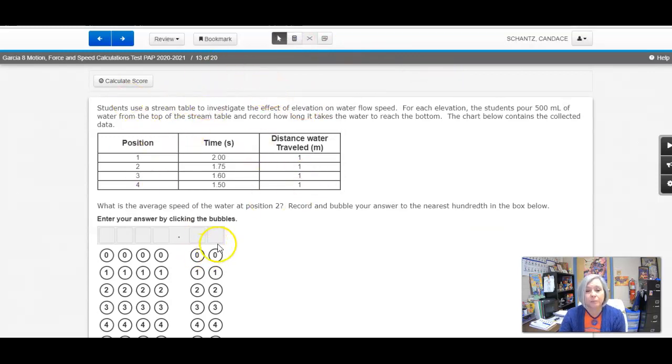For bubbling, okay, make sure you put the correct answer in the correct spot. If it's a decimal, it has to come behind the decimal. If it's a whole number, it goes in front. Don't miss questions just because you didn't bubble correctly.